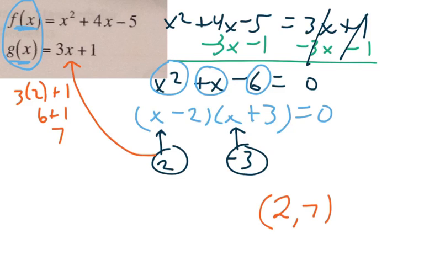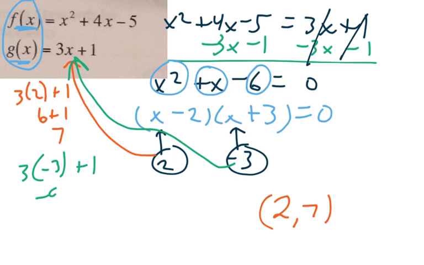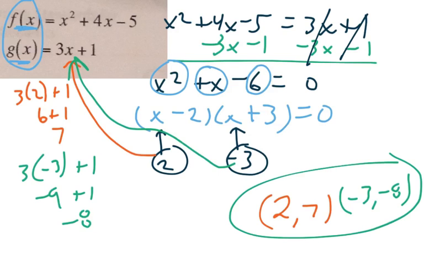Now let's try the negative 3 in there as well. So 3 times negative 3 plus 1, negative 9 plus 1 is negative 8. So my other solution is negative 3, negative 8. So hopefully I didn't make any silly mistakes there. But there's a way we can check it.